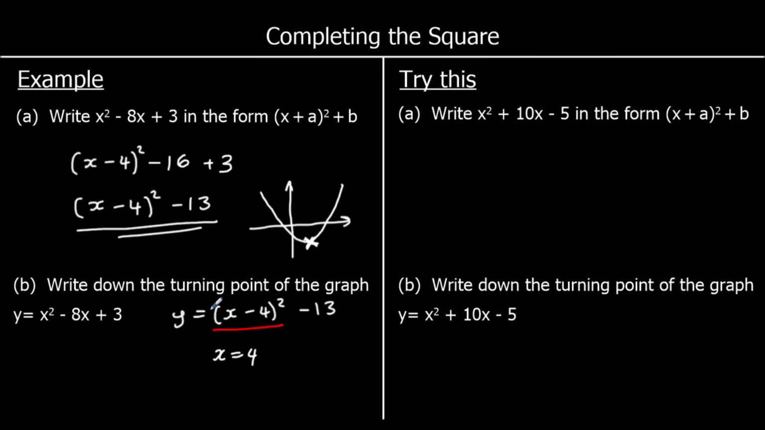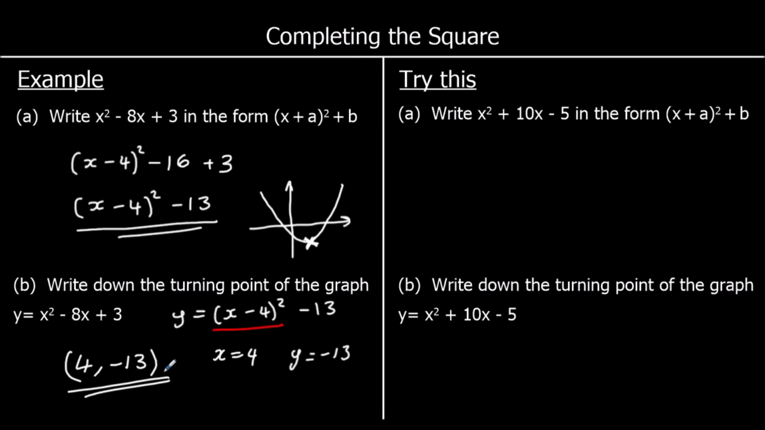And then if this is 0, what's left? What's y? So if that's 0, y is negative 13. So y is negative 13. So the turning point is at 4, negative 13.